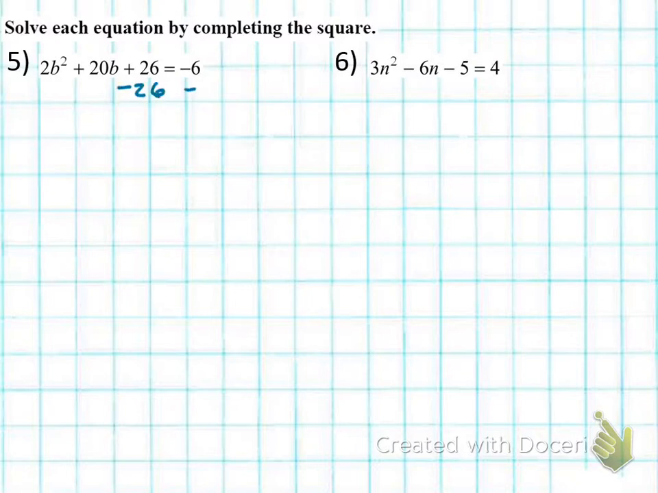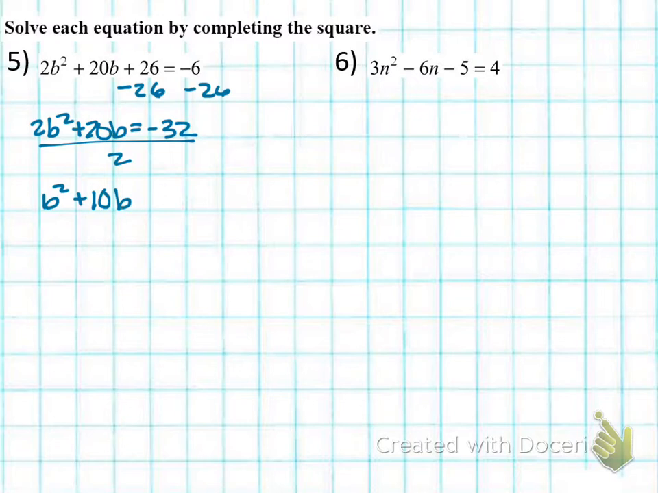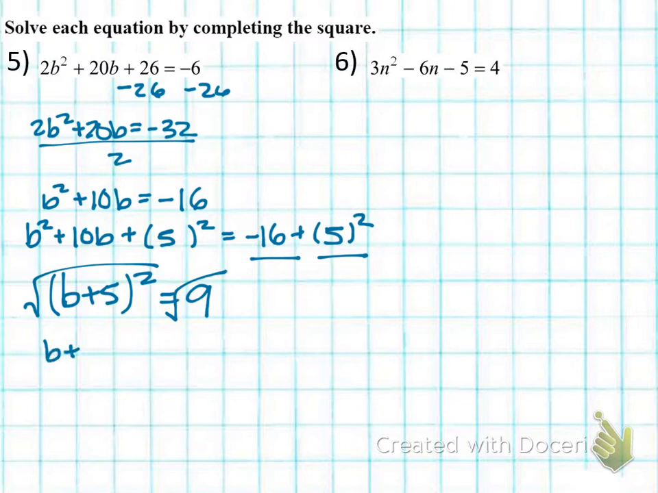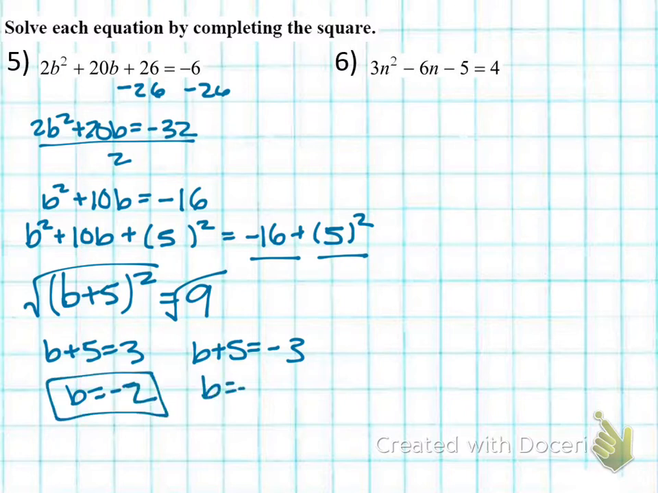I'll just kind of show you number 5 here. Subtract 26 from both sides. That gives you, and then divide by 2. That gives you this. You want to leave space to complete the square. And half of your b term would just be 5 here, since b is 10. That makes it b plus 5 squared equals negative 16 plus 25, which is 9. I take the square root of both sides, and I get b plus 5 equals positive 3, b plus 5 equals negative 3. Solving those equations gives me b equals negative 2, and b equals negative 8.